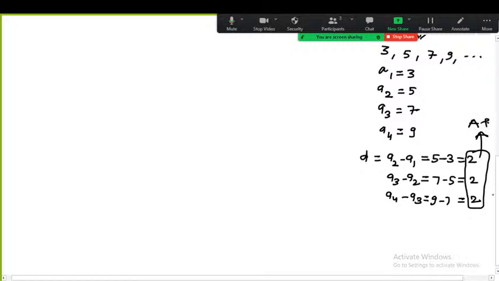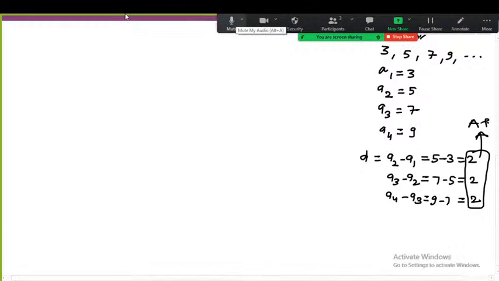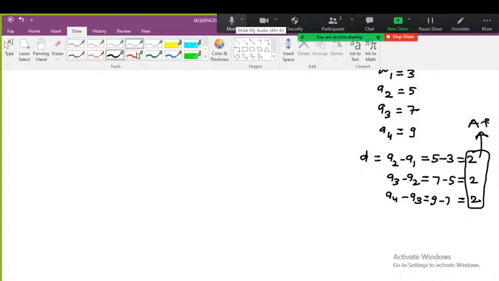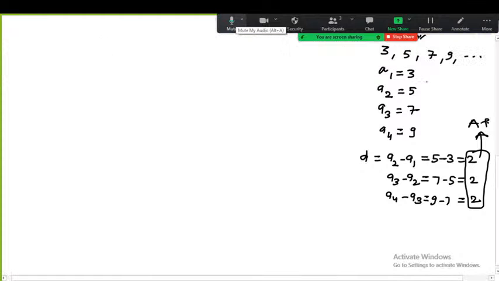Wait, so what is that? A2 minus A1 equals 5 minus 3? A2 means the second term, which is 5 here. Yes. A2 minus A1 means 5 minus 3. Similarly, A3 is 7 and A3 minus A2 means 7 minus 5. A4 is 9 and A4 minus A3 means 9 minus 7. We observe they are all 2, that means they are all the same, so this is in AP.